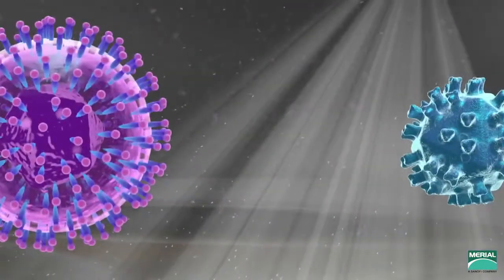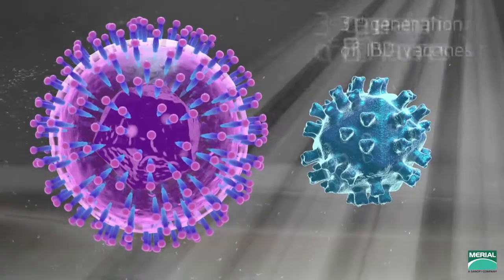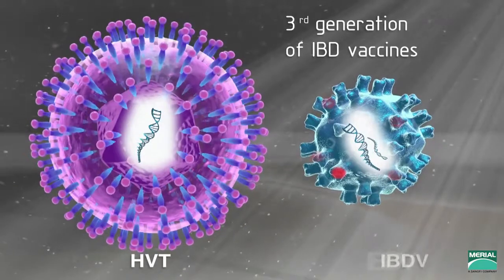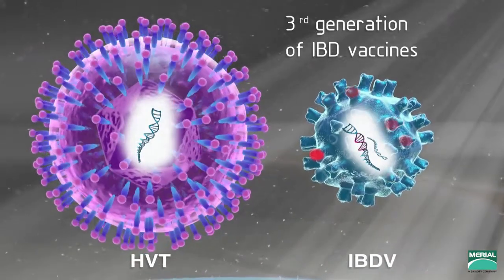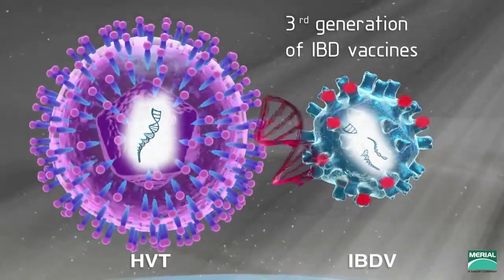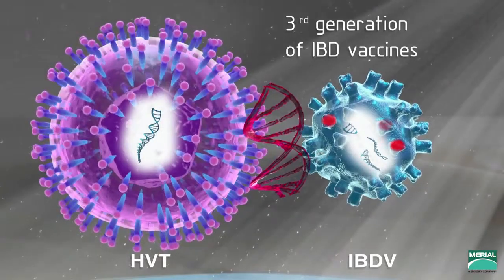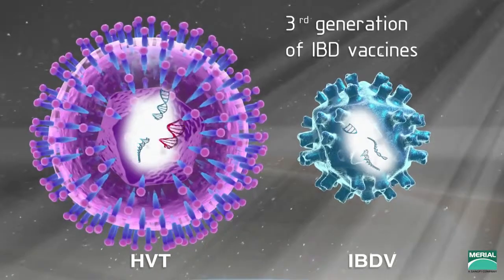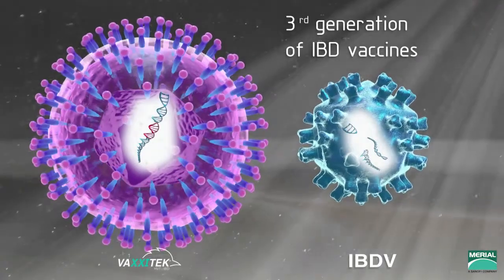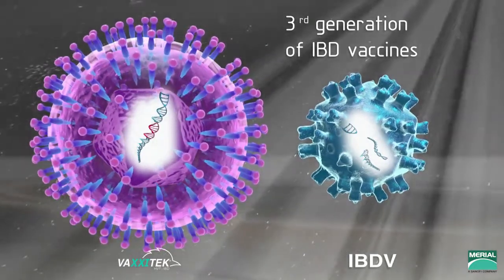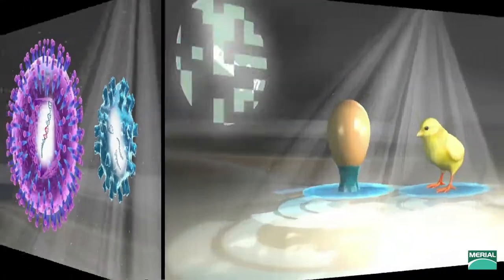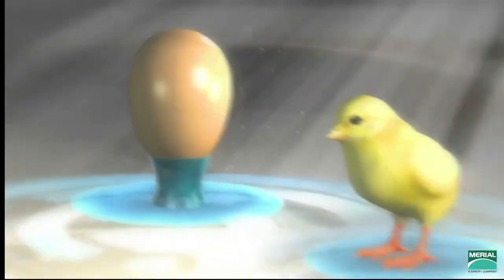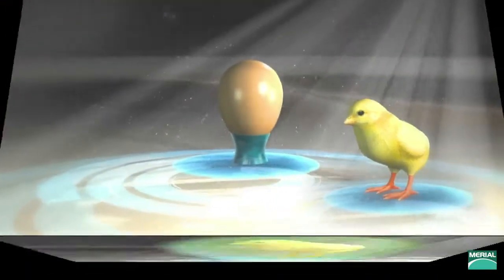New biotechnologies were needed to develop the third generation of IBD vaccines, a vector vaccine based on the HVT virus widely used to prevent Marek's disease. The gene coding for the VP2 protein of the IBD virus was transferred into the HVT genome to generate the VAXXITEK HVT plus IBD vector vaccine. VAXXITEK is also administered at the hatchery, either in ovo or subcutaneously.